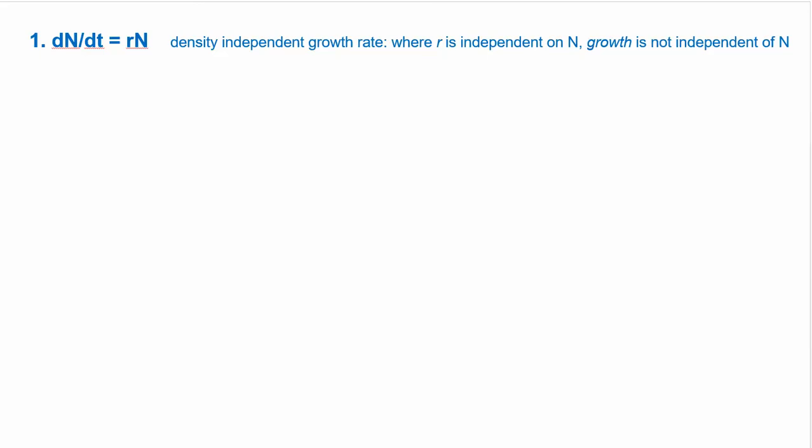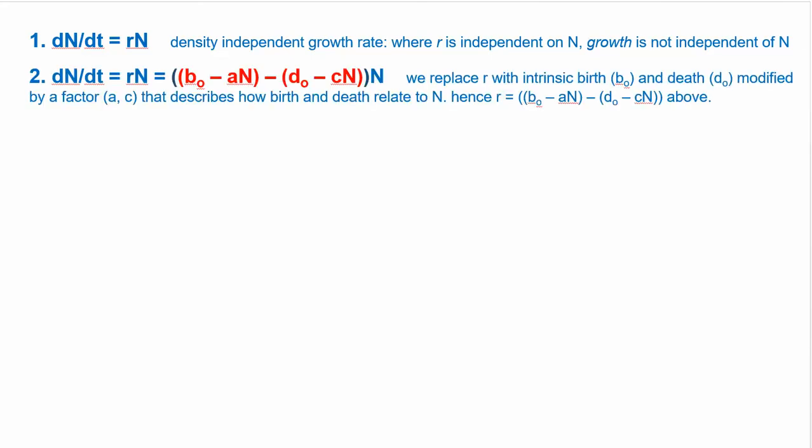population size. So what we're going to do to modify this is replace that intrinsic growth rate, little r, that is independent of n, with something that is dependent on n. So we replace little r with an intrinsic birth rate, b sub o, and death rate, d sub o, modified by factors with coefficients a or c that describe how birth and death relate to n. And that's in the red in equation 2.